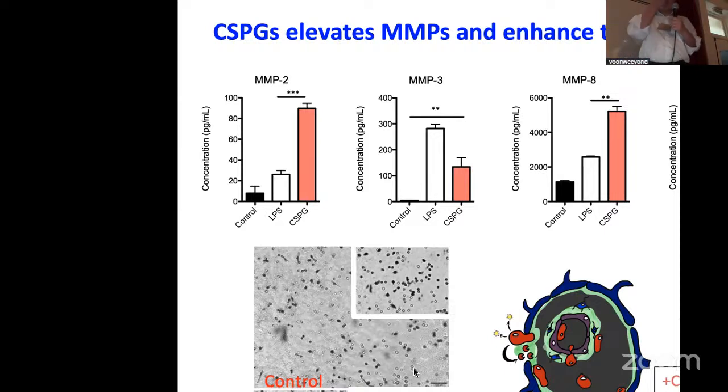And if that is the case, inhibition of CSPG content should be able to stop or reduce transmigration of leukocytes. And I'll show you one set of those data afterwards.